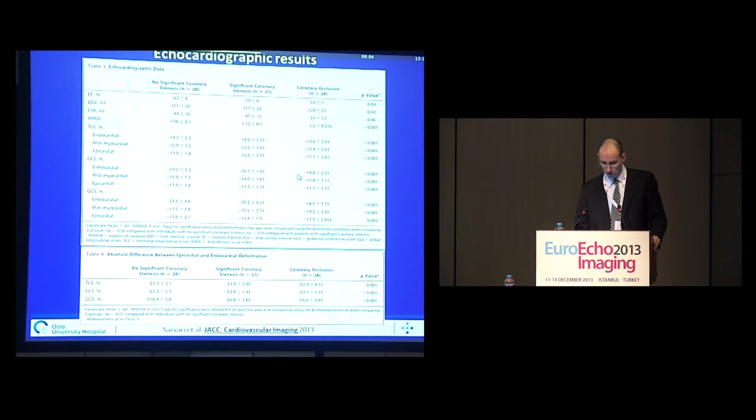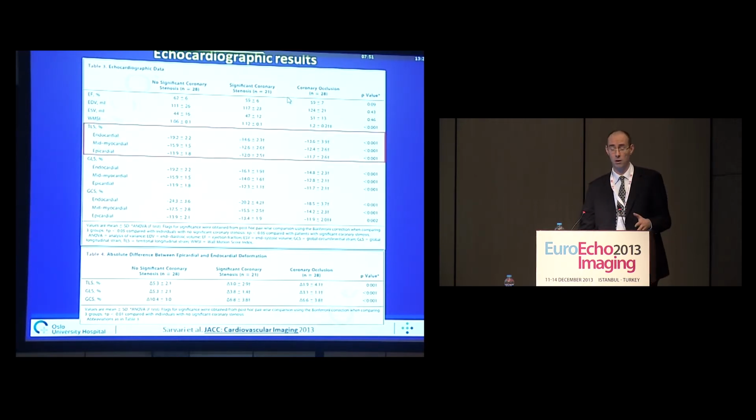These are the results. So we had three groups of patients: patients with no significant coronary artery stenosis, patients with significant coronary artery stenosis, and patients with occlusion. If we just focus on our best parameter, which was territorial longitudinal strain, and when we look at the results horizontally, then you can see there is a decrease in deformation as we move from left to right in all layers. Importantly, the greatest reduction in function is in the endocardial layer.